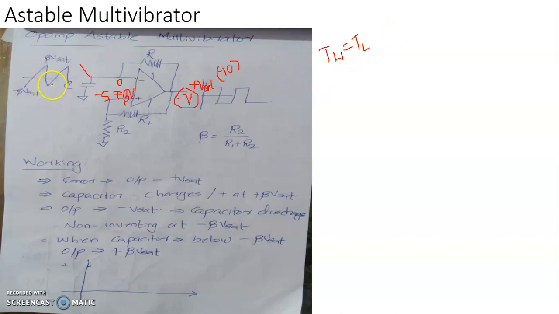Then for TH, the output will be at plus V saturation when the capacitor charges from minus beta V saturation to plus beta V saturation, when the output is at plus V saturation. Then the charging equation of the capacitor can be written. The capacitor can charge up to plus beta V saturation, and the voltage given to charge the capacitor is V saturation, Vsat. So with the voltage Vsat it is now charging, up to plus beta V saturation.